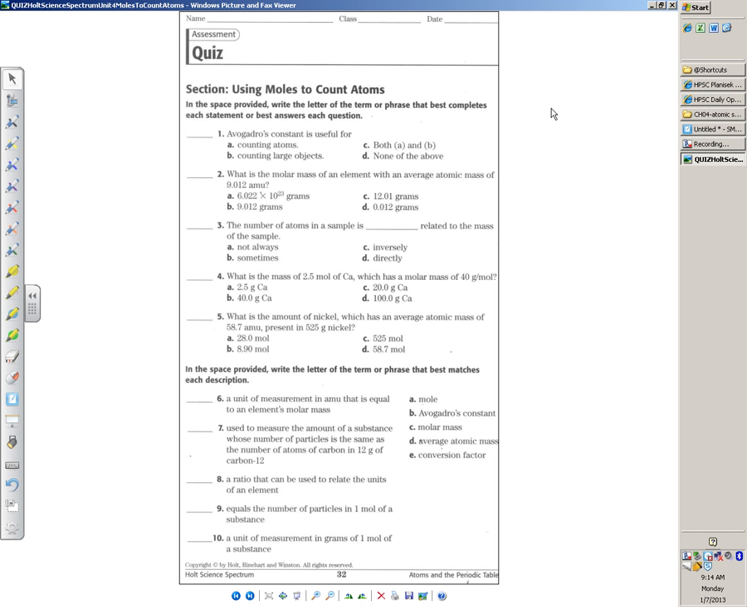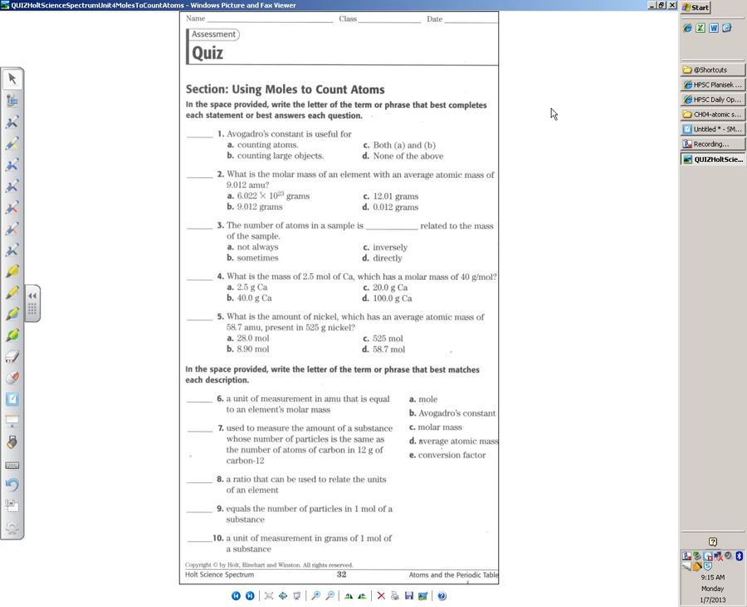All right. So, first, there are some multiple choice questions up at the top. I will zoom in on the multiple choice questions. If you're watching on the video, you don't get the zoom, but let's go here. All right. So, question number one. Question number one says, Avogadro's constant is useful for counting atoms, counting large objects, both A and B, or none of the above. Avogadro's constant. Correct, go ahead. Both A and B. I'd probably not go both A and B.